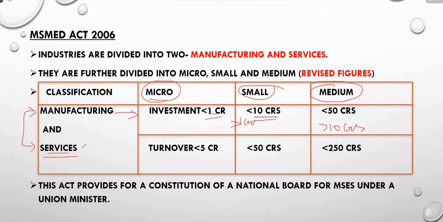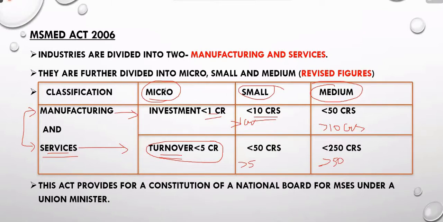In the same case, if yours is a service industry, if you're starting an MSME, we'll check the turnover. If your turnover is less than 5 crores, then we call it a micro service industry. If it is more than 5 crores and less than 50 crores, we call that a small scale industry. Then if it is more than 50 crores but less than 250 crores, we call that medium.